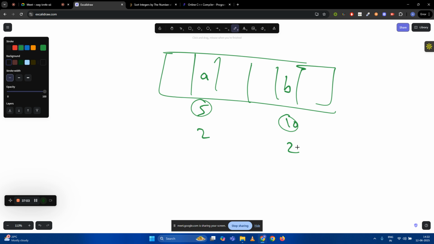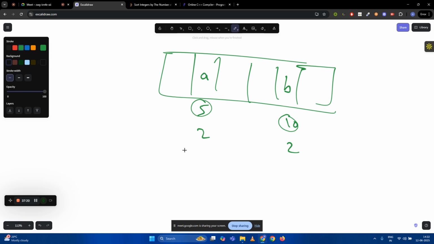So who should come first? In this case should we swap? Yes or no? No, we are solving it for descending order only. The bigger number should come first, as simple as that.